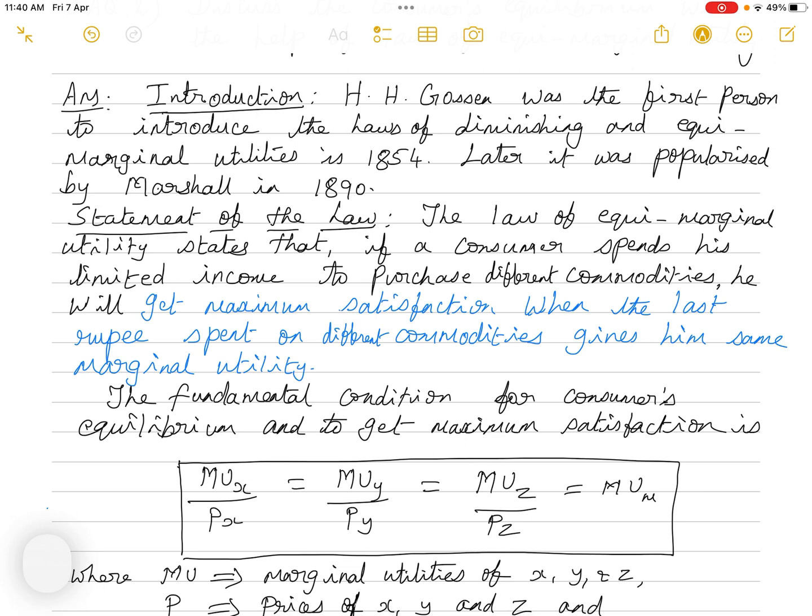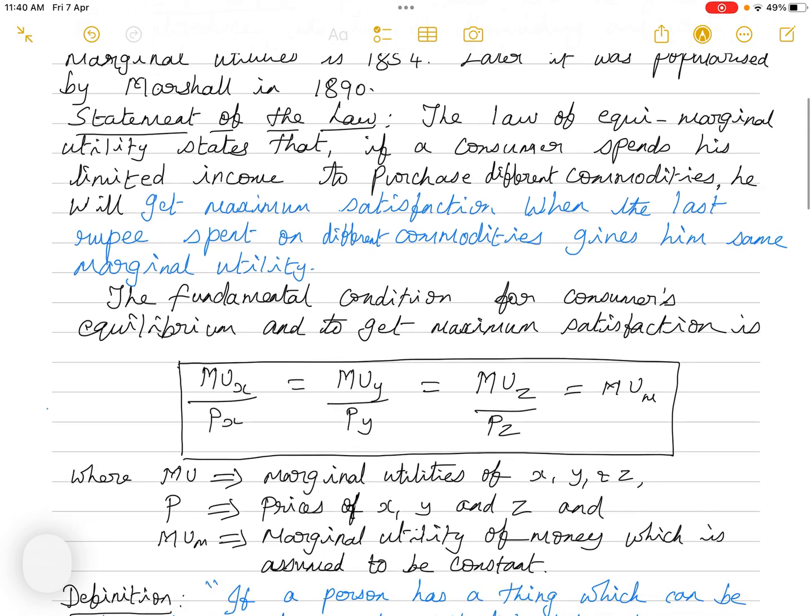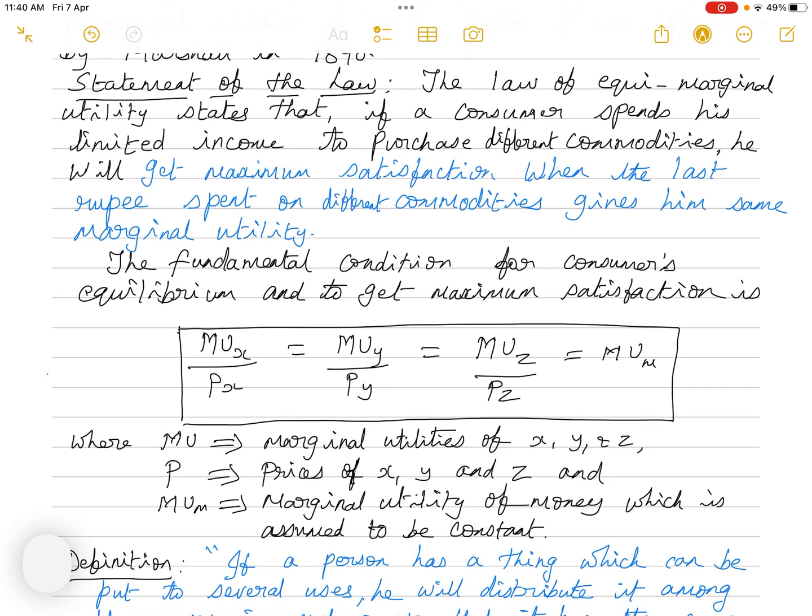That is what is explained in the Law of Equi-Marginal Utility. That is why the name Equi-Marginal Utility: the marginal utilities should be equal. The last rupee of commodity A should give him the same marginal utility as the last rupee spent on commodity B, etc. So this is the statement of the law: the Law of Equi-Marginal Utility states that if a consumer spends his limited money income to purchase different commodities, he will get maximum satisfaction when the last rupee spent on different commodities gives him the same marginal utility.